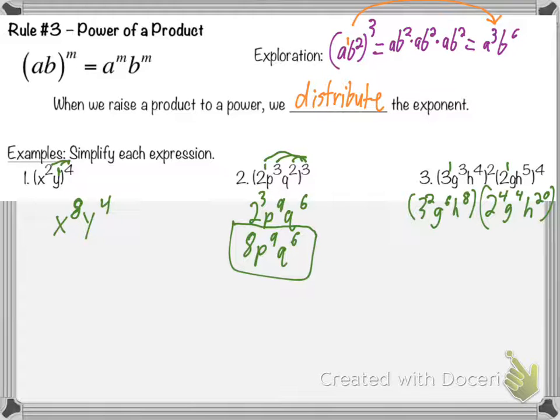What is 3 squared? Because we can still do that exponent. 9. So you have 9, g to the 6th, h to the 8th. Okay, what about 2 to the 4th? Okay, 16. If we need to write that off to the side, please do. 2 times 2 times 2 times 2, 4 of them. 2 times 2 is 4, 2 times 2 is 4. That's 16. So 16, g to the 4th, h to the 20th.